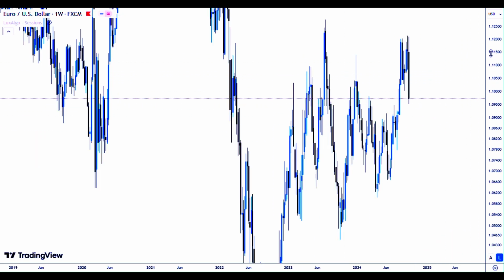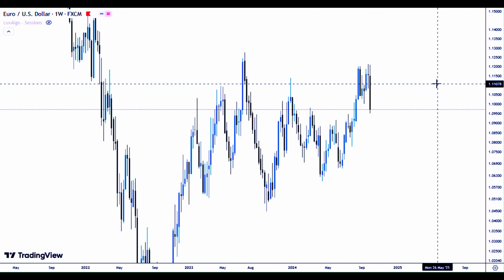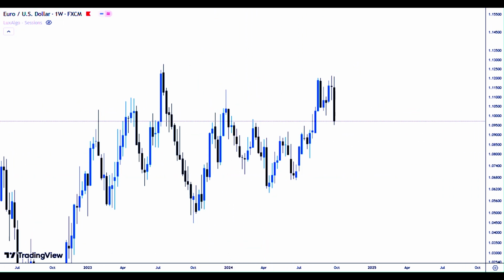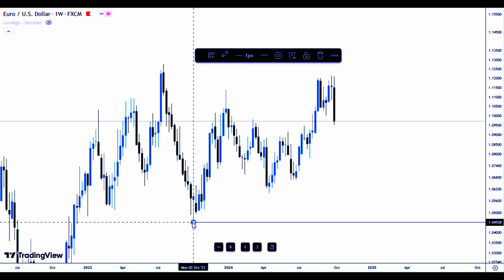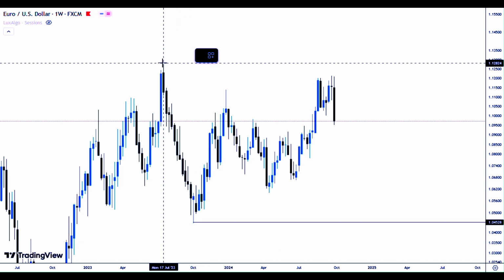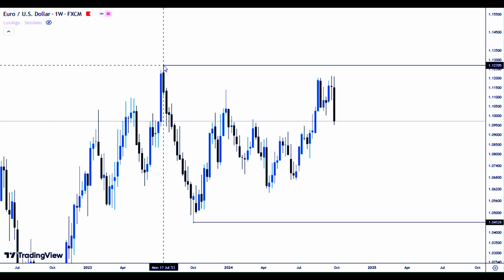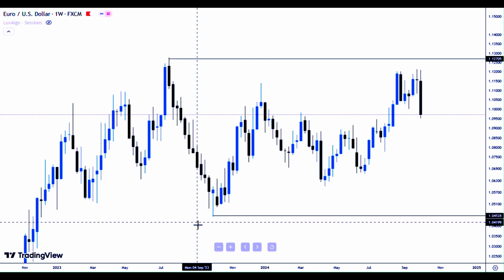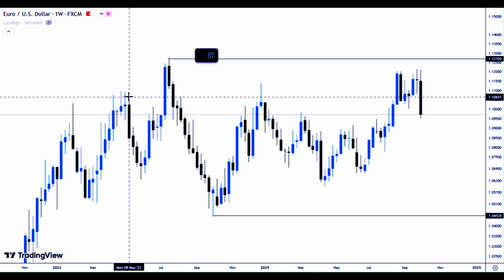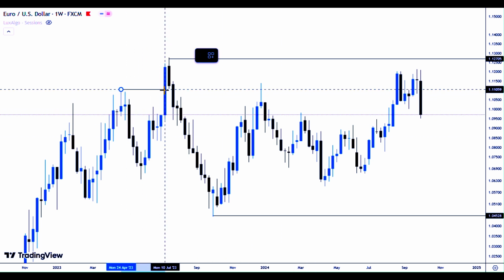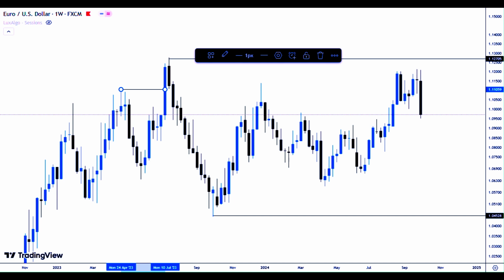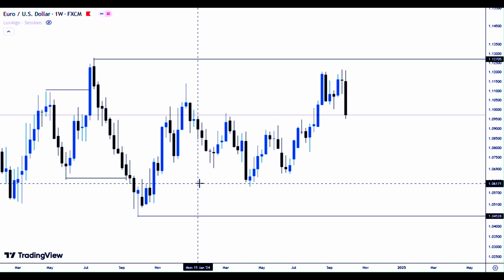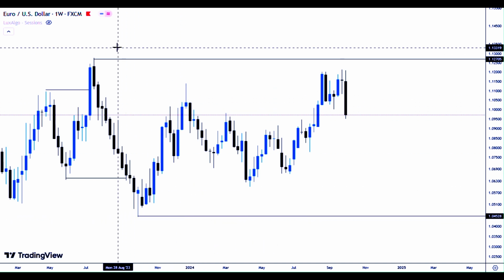Starting right over here, this thing looks very interesting. I'm gonna be making this low, making this high again. Looking right over here, you can see that there is a break of structure, and there was a change of character right over here. So right now I have this low and I have this high.